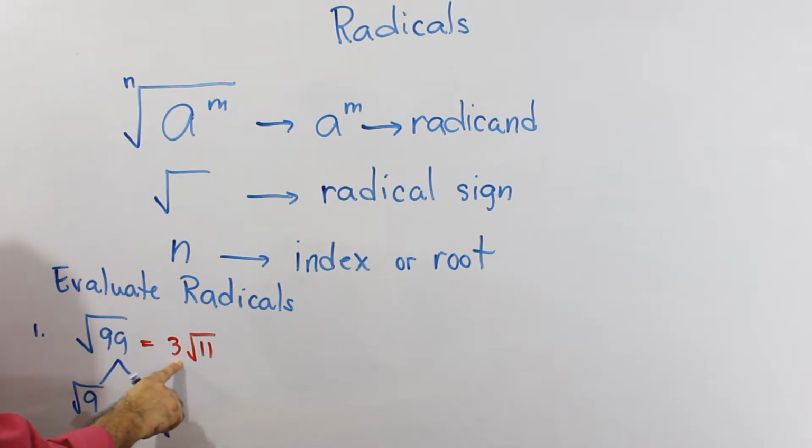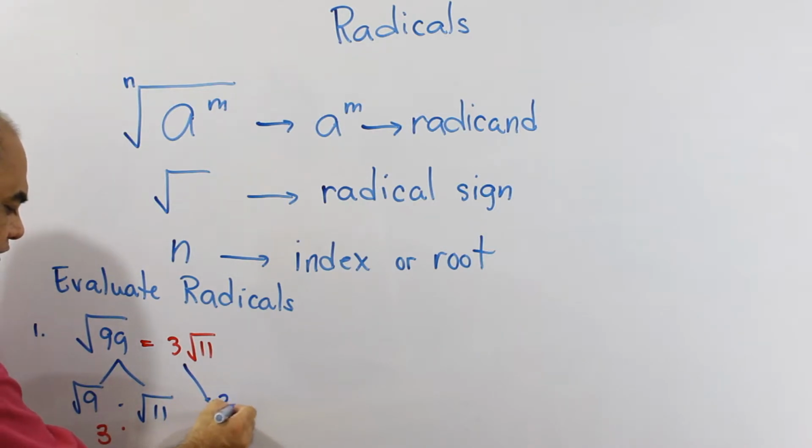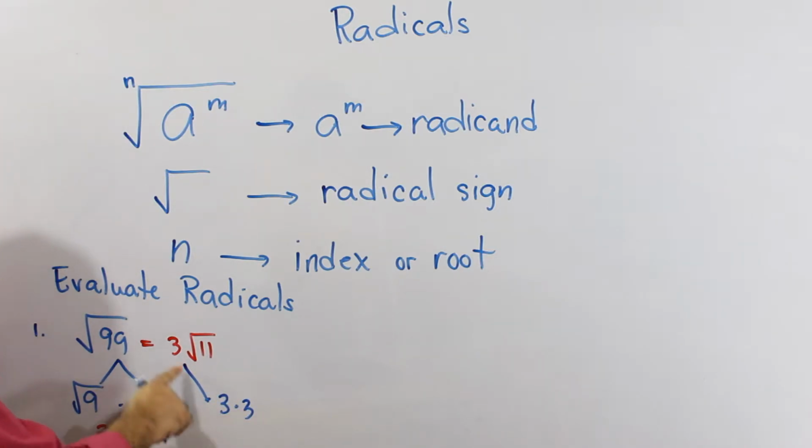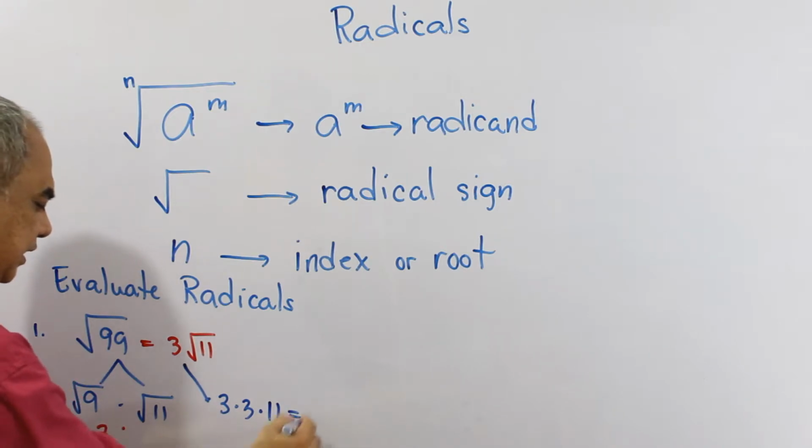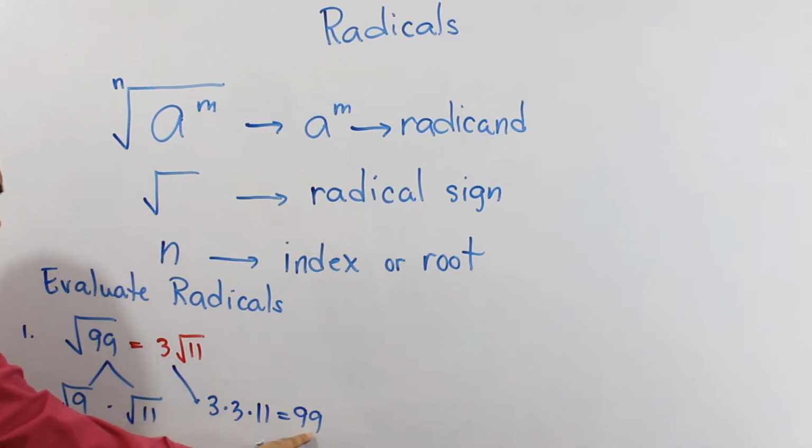All you have to do is multiply the number outside the radical sign by itself. So 3 times 3, and then multiply it by the remaining number, which is the radicand. This should have a product equal to 99, the radicand of the given problem. Okay, let's have another one.